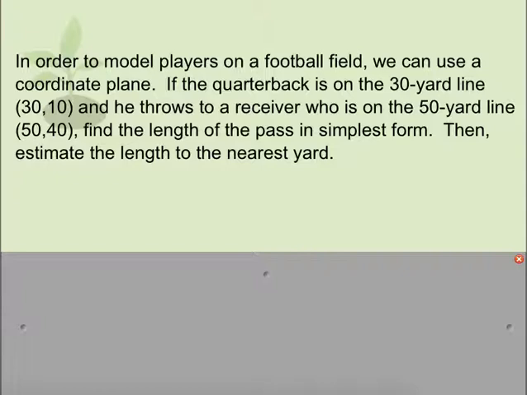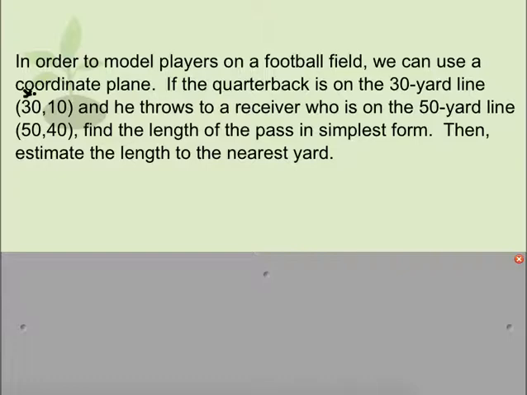In order to model players on a football field, coordinates are played. The quarterback is on the 30-yard line, 30, 10, and he throws to a receiver who's on the 50-yard line, 50, 40. Find the length of the pass in the simplest form. Then estimate that length to the nearest yard. So what we're trying to find is the distance.